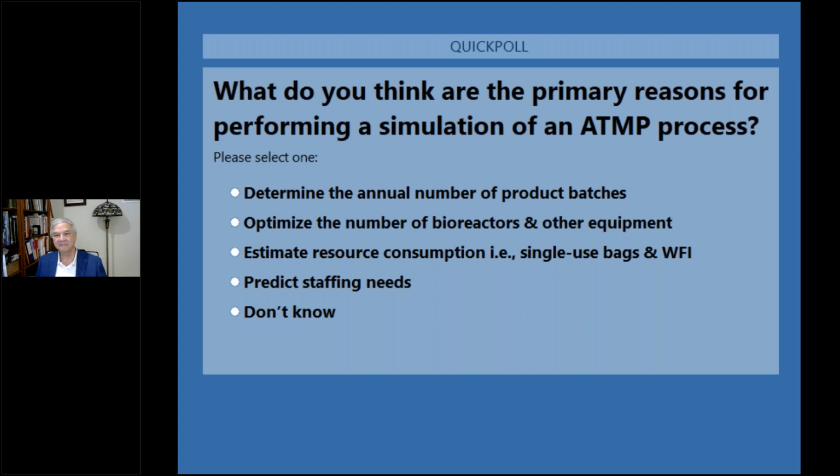What do you think are the primary reasons for performing a simulation of an ATMP process? Is it to determine the annual number of product batches? Or is it to optimize the number of bioreactors and other equipment? Is it to estimate resource consumption, i.e. single-use bags and WFI? Or is it to predict staffing needs, or don't know? So please go ahead and cast your vote. Then I will close the polls and we'll take a look at the results and get right back to the presentation.